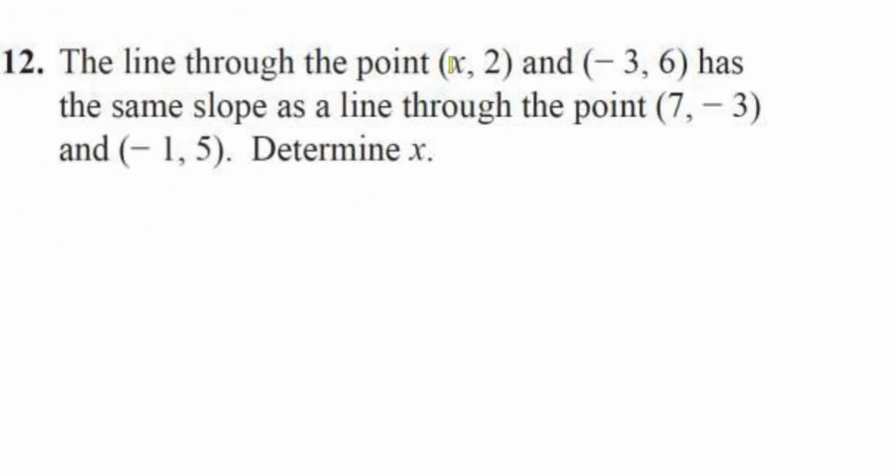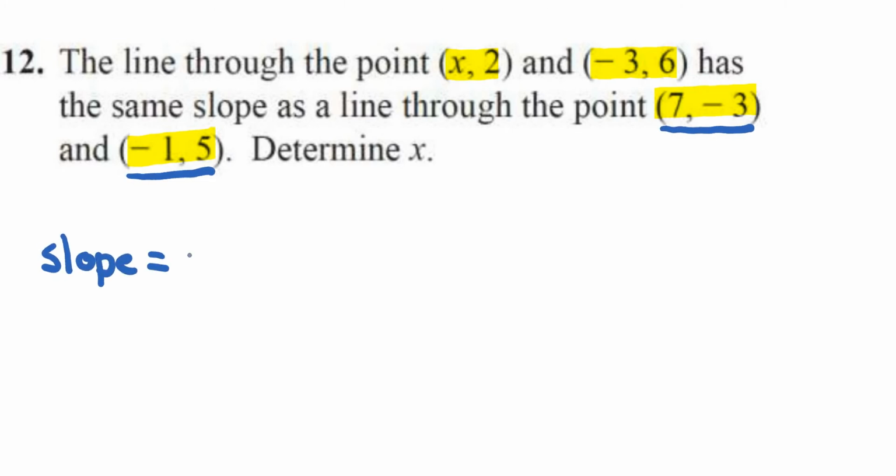This time I'm given the points x, comma 2, and -3, comma 6. But this time the line has the same slope as a line through the points 7, comma -3 and 1, comma -5. Okay, so this is an interesting problem because in the previous questions like 10 and 11, they tell us the slope. This time we have to figure out the slope based on those 2 points. Okay, so let's find out the slope from those 2 points there.